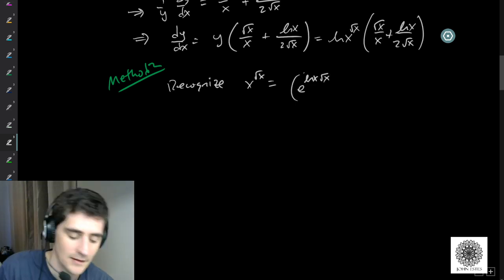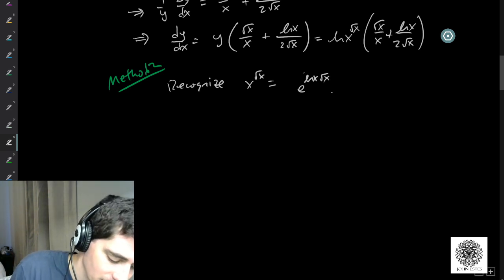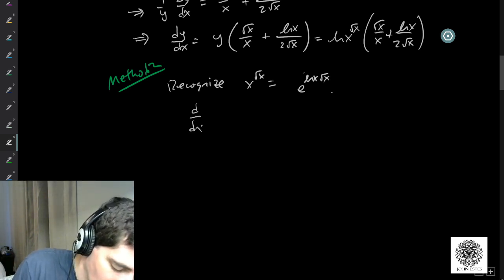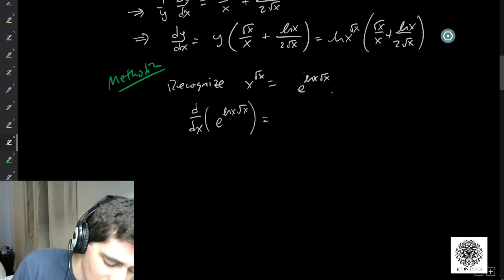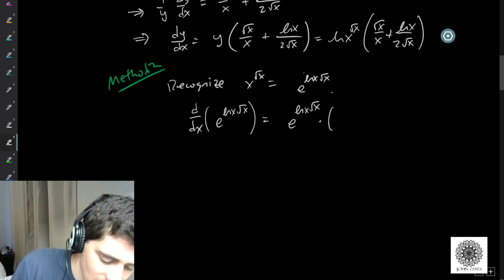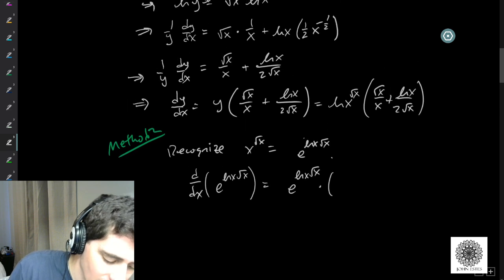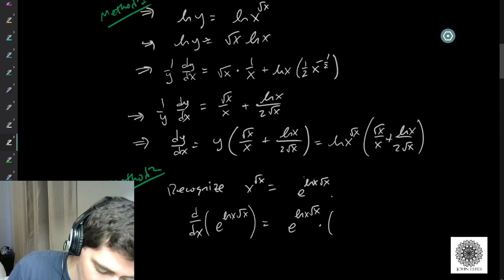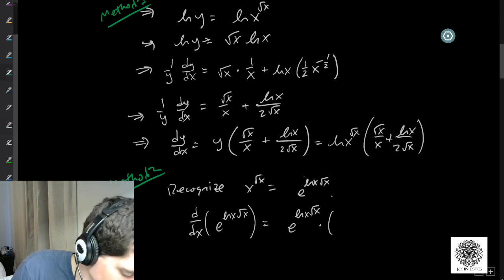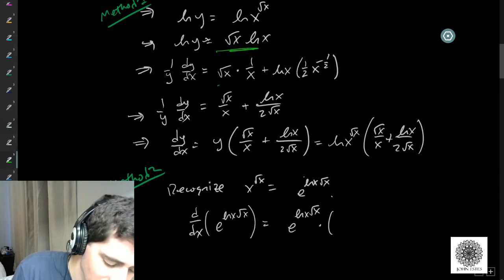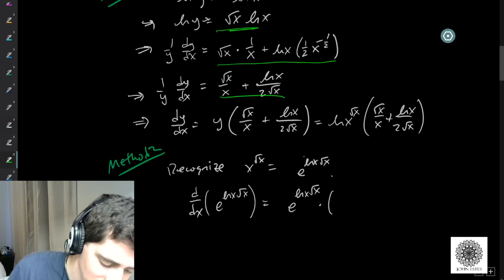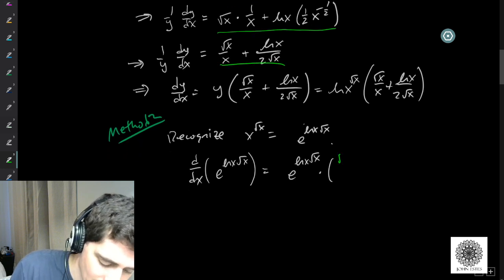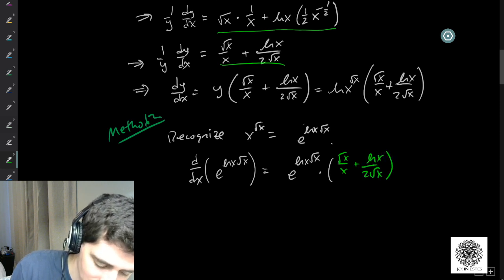Okay? So now when I take the derivative of e to the ln x root x power, I just get e to the ln x root x power times the derivative of the exponent. And for that, we're going to have to do the product rule, but we just did it up here, right? We took the derivative there, so we end up with square root of x over x plus ln x over 2 root x.